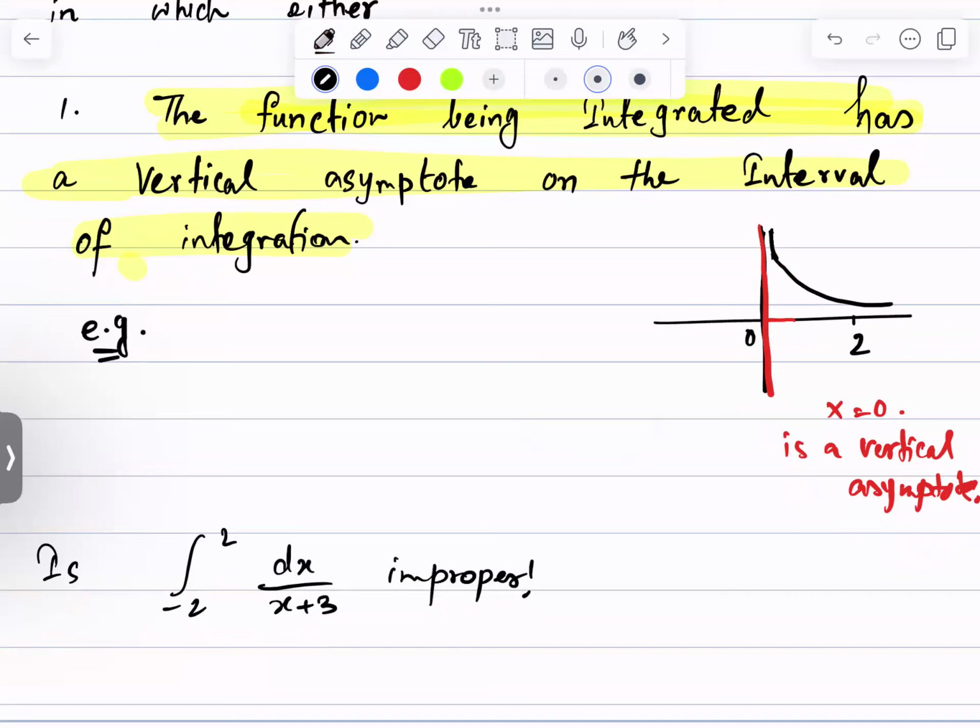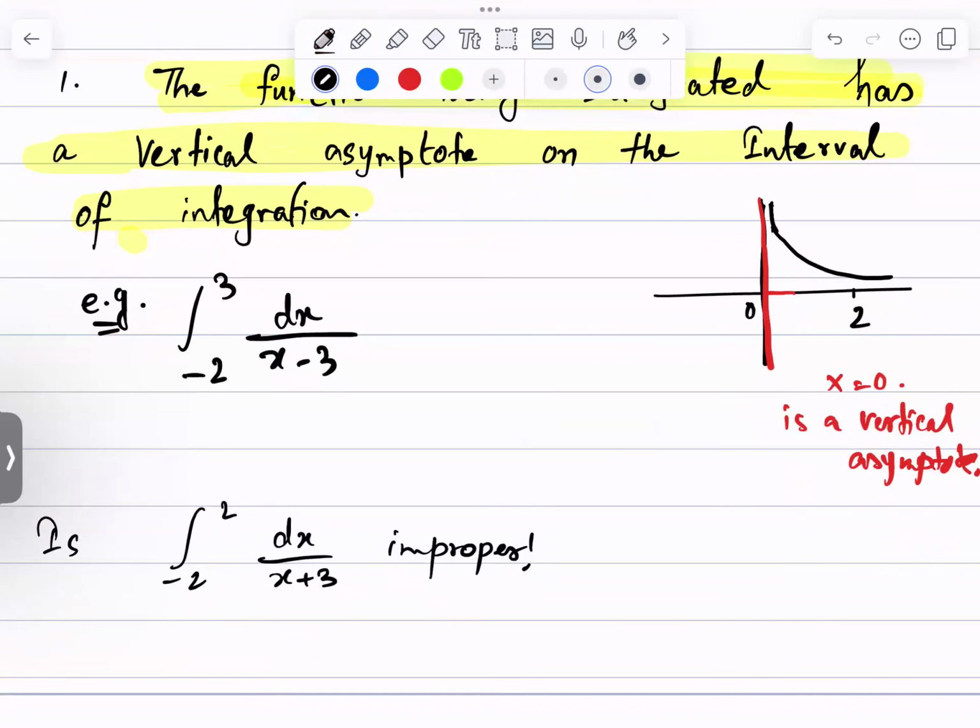One such example might be the integral from minus 2 to 3 of dx over x minus 3, right? Why? Because what is my interval of integration? In this case, this is 0, 1, this is 2, minus 1, minus 2, minus 3. So basically, this is my interval of concern right now, depending upon the lower and upper limits.